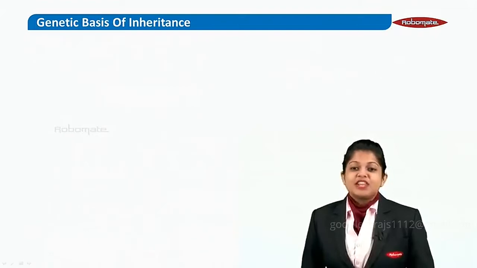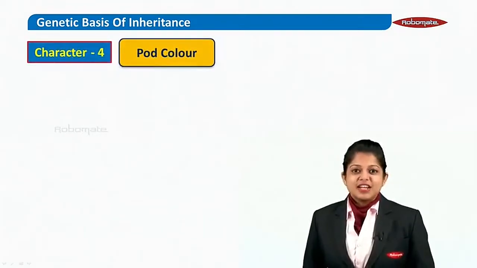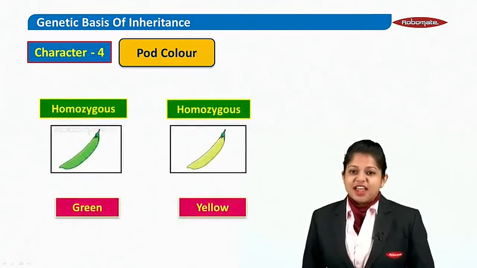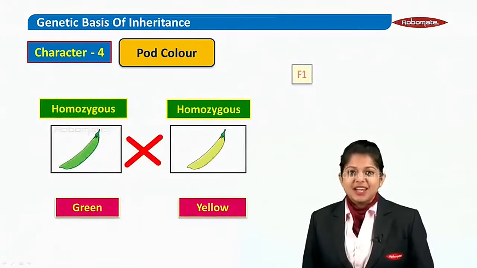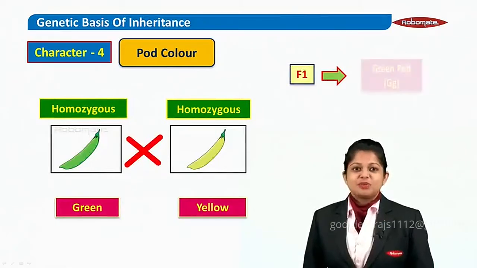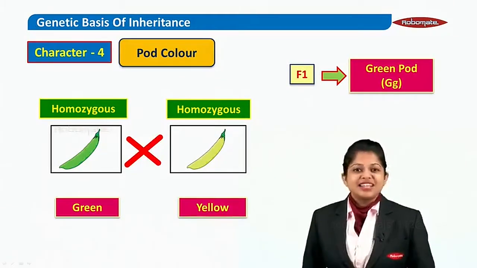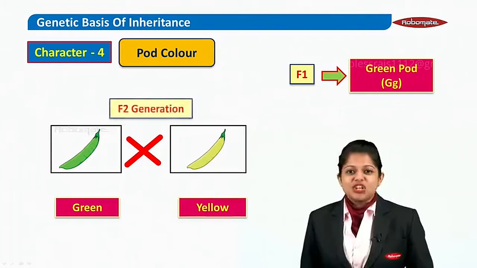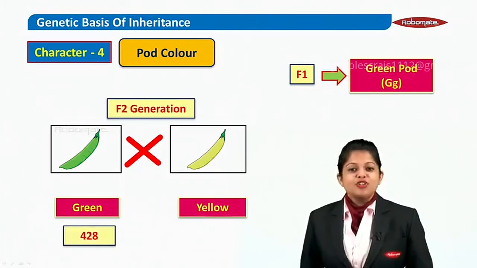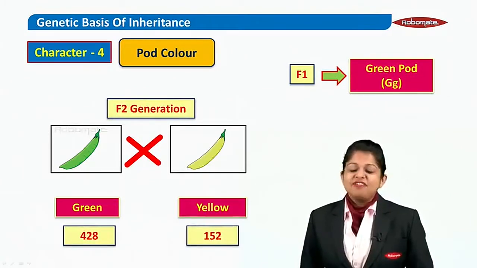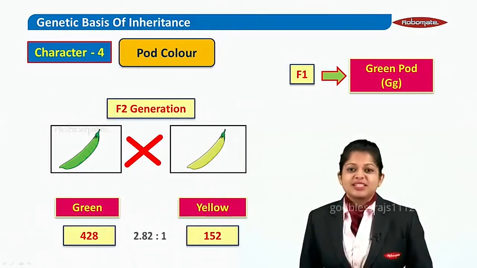The fourth character that was studied was pod color, where the homozygous green was crossed with the homozygous yellow, where the F1 generation produced was all green pods, but the F2 generation gave 428 green and 152 yellow, which was in the ratio 2.82:1.